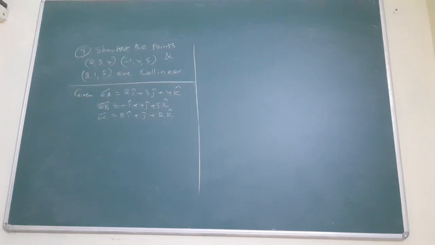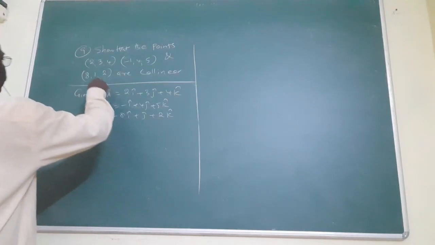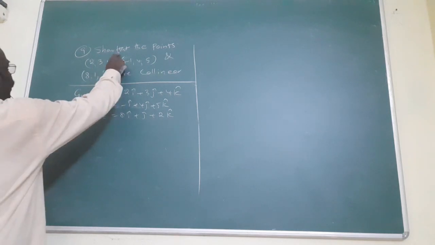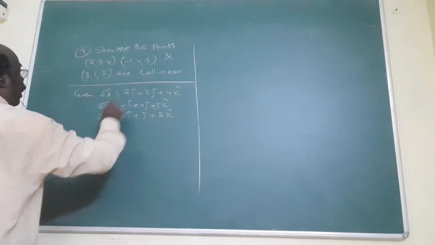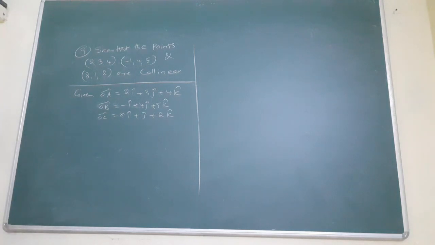That's all. Ninth question. This is the last question from this exercise. Show that the 3 points are collinear, not coplanar. Suppose it asks coplanar, then let it be a vector, b vector, c vector, box quantity equal to 0. That's a different idea. This is collinear.